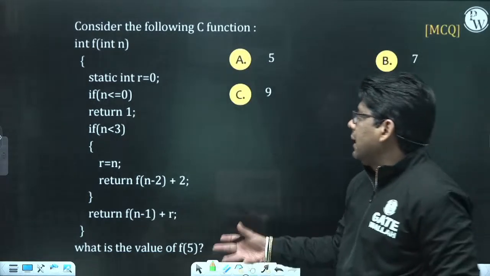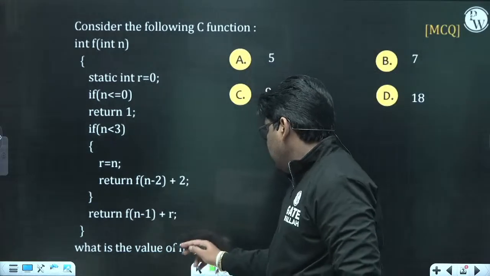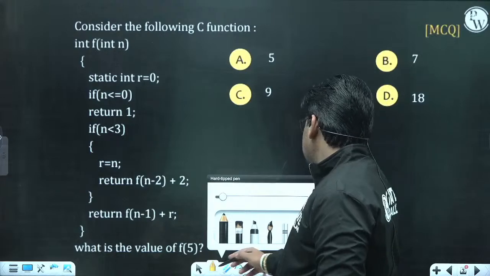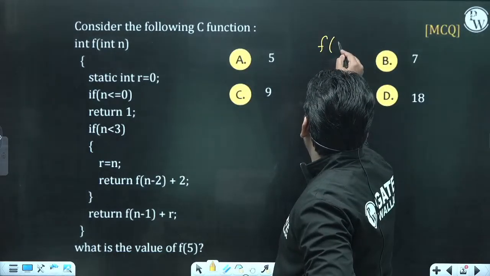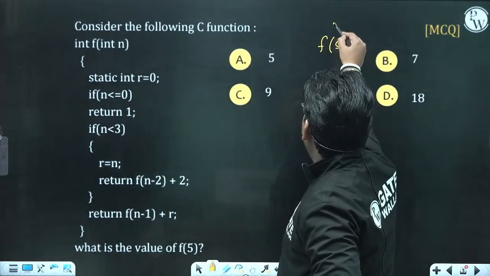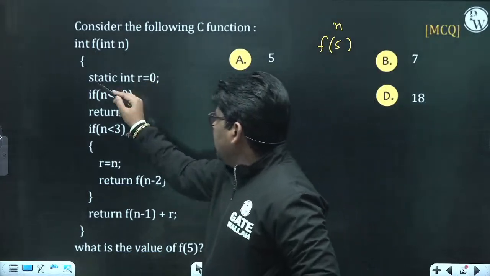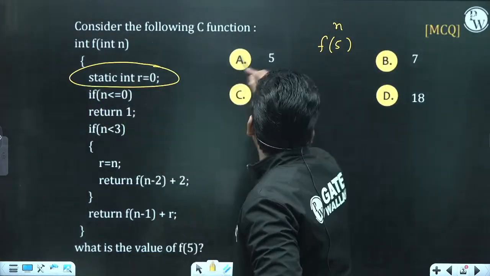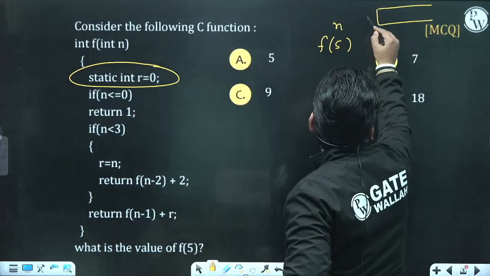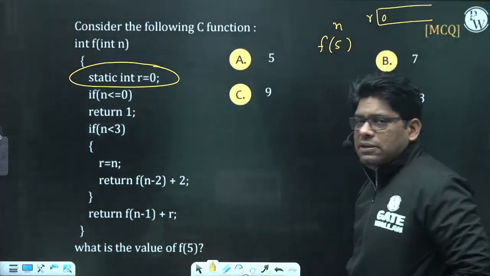Tell me, sir, again, they are asking what is the value of f of 5. Sir, when you call f of 5, the value of n becomes 5. There is a static variable initialized with the value 0.